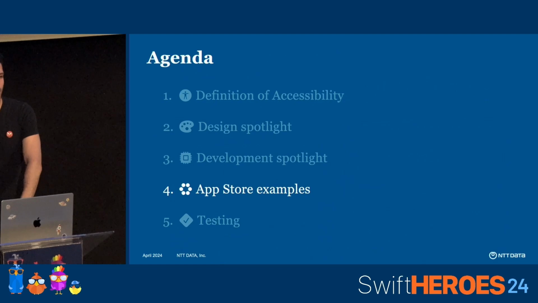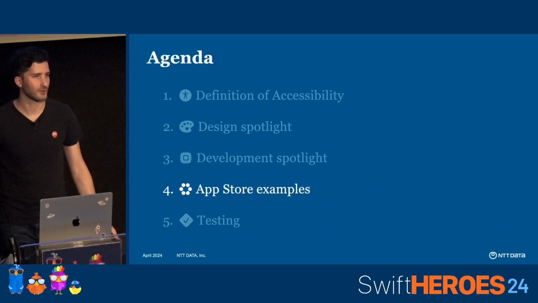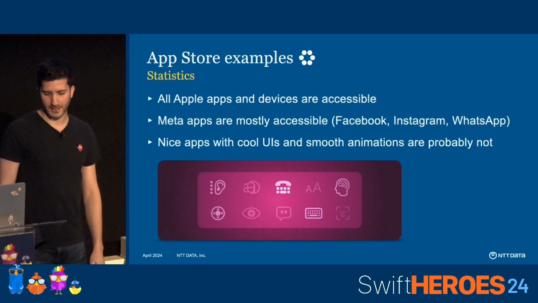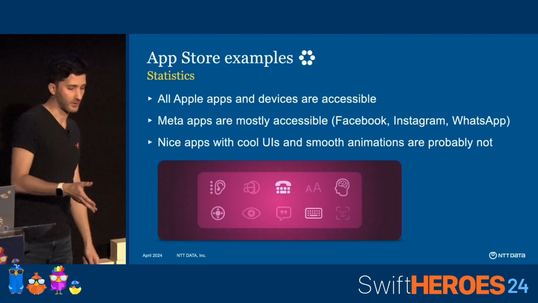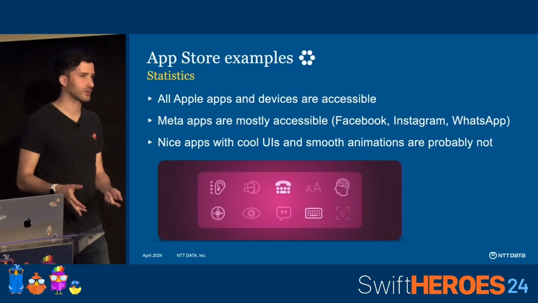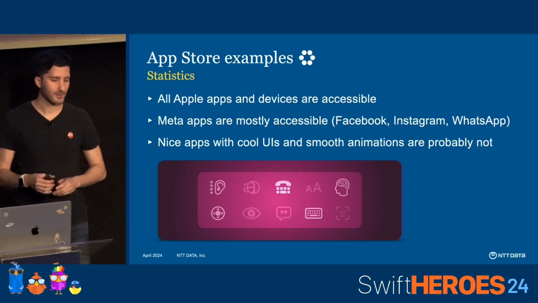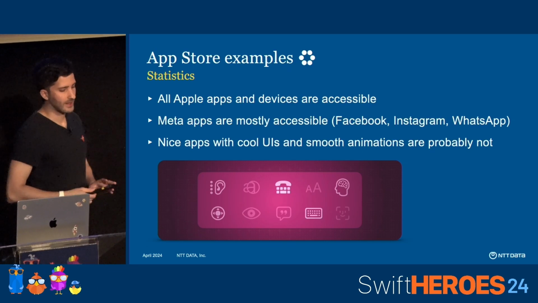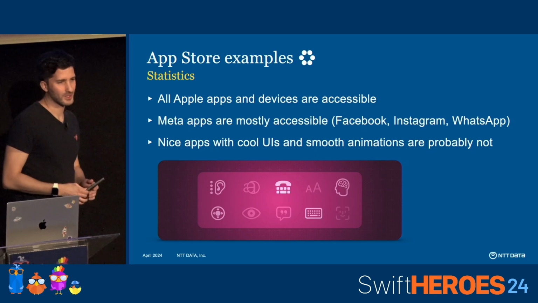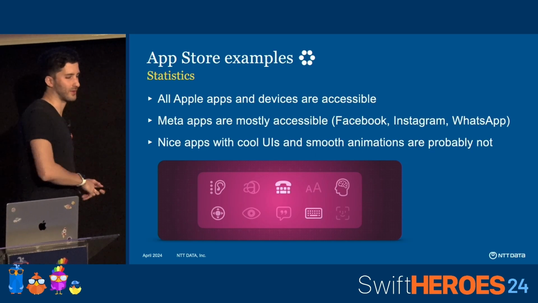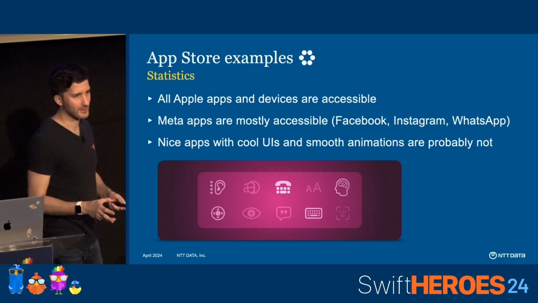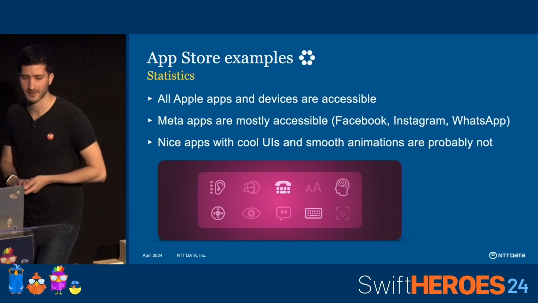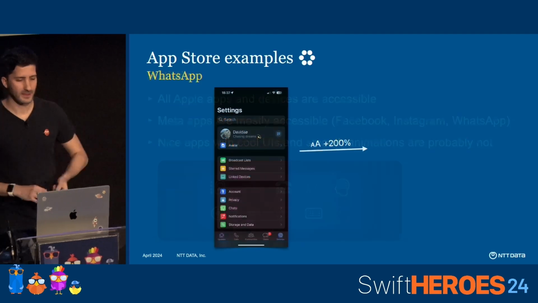Then I'm going to do a quick carousel of the current state of some App Store apps. And I begin by saying that all apps made by Apple, and devices too, of course, are accessible. And Meta apps are mostly accessible, like Facebook, Instagram, WhatsApp. And most nice apps with really cool UIs and really smooth animation are probably not ready for accessibility, for example, when handling text resize. Let's see some of them.